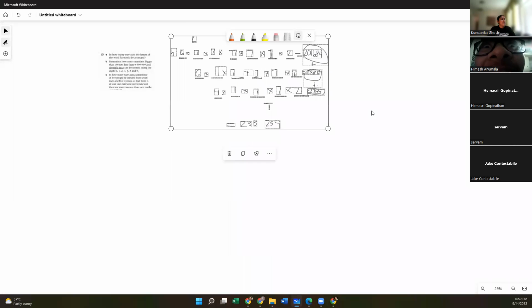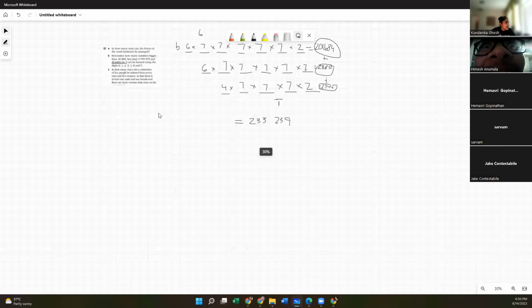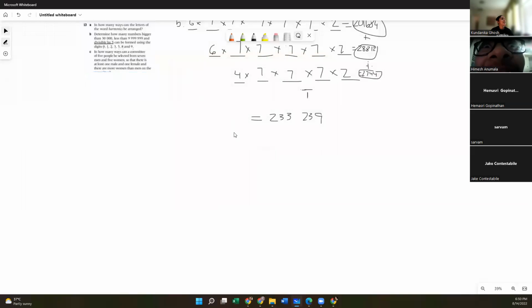Okay. Now, the last question is asking what? In how many ways can a committee of 5 people be selected from 7 men and 5 women so that there are at least 1 male and 1 female, and there are more women than men on the committee? Sorry, that cut out, but I should say more men than women on the committee. So, a committee of 5 people.